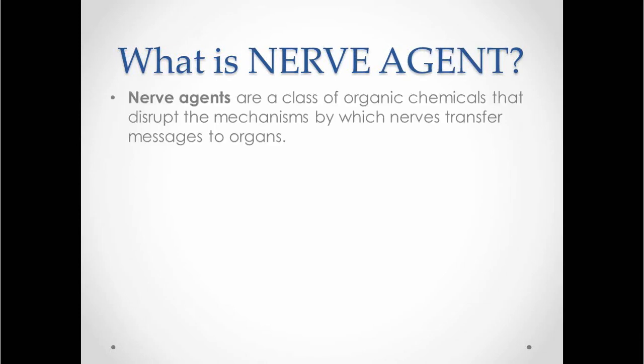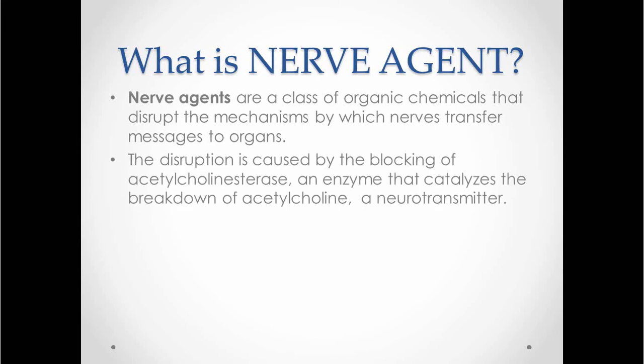Nerve agents are a class of organic chemicals that disrupt the mechanisms by which nerves transfer messages to organs. The disruption is caused by the blocking of acetylcholinesterase, an enzyme that catalyzes the breakdown of acetylcholine, a neurotransmitter.